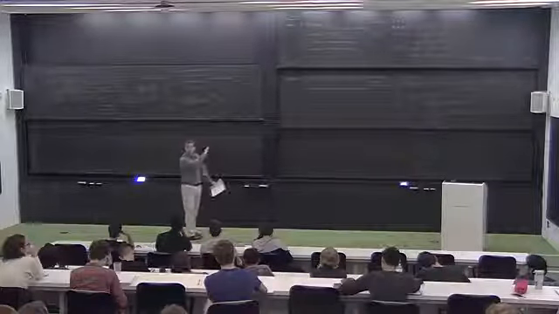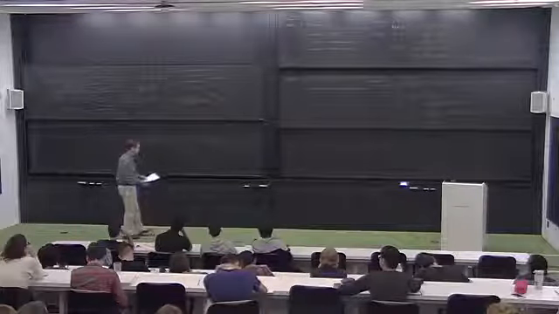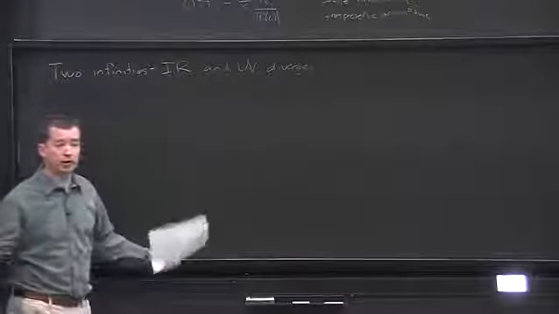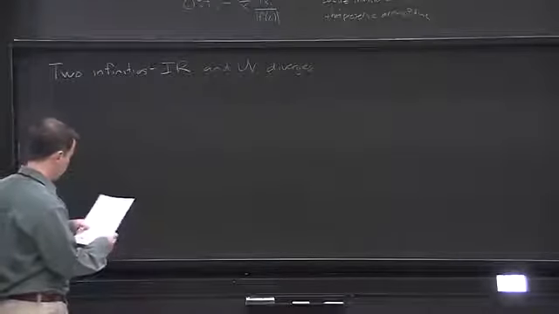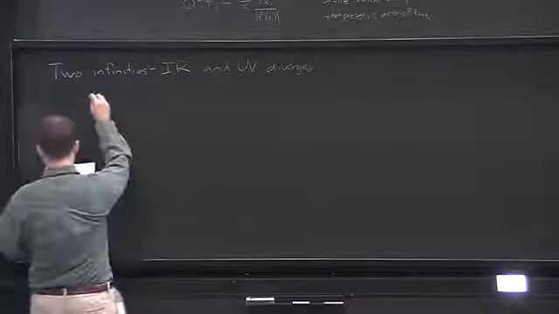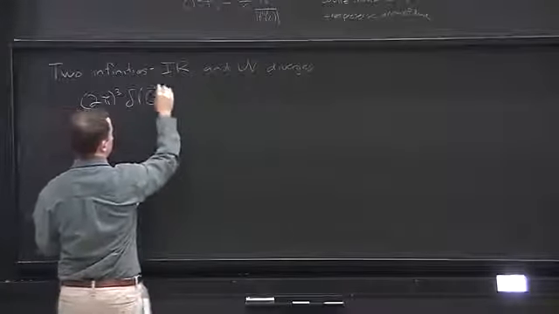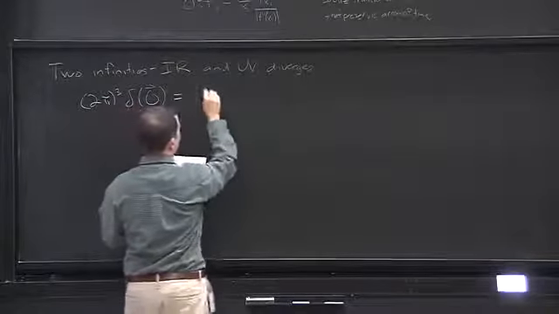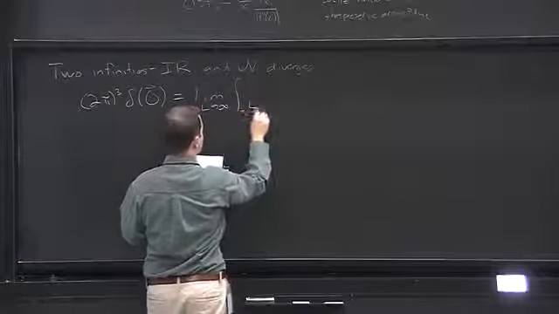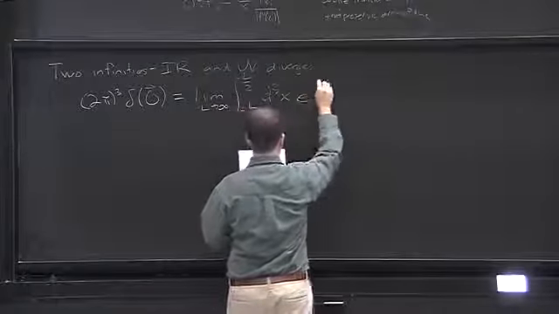And in fact, we can understand the delta of 0 as coming from the infinite volume of space-time. And to see that, we can imagine putting space in a box. So if we have a box with periodic boundary conditions, we can write (2π)^3 delta of 0 as the limit L goes to infinity of this integral.